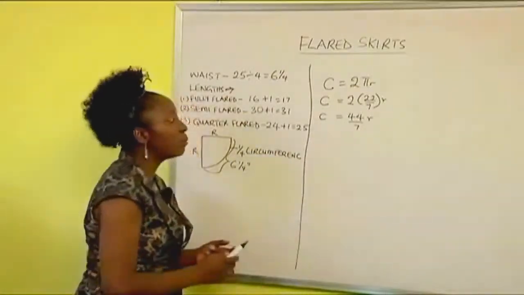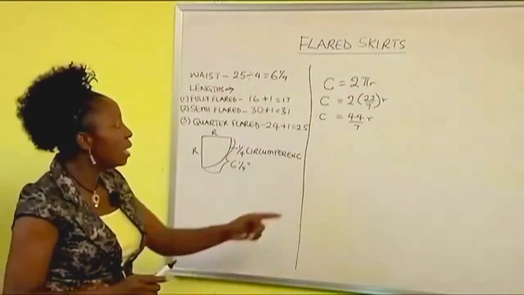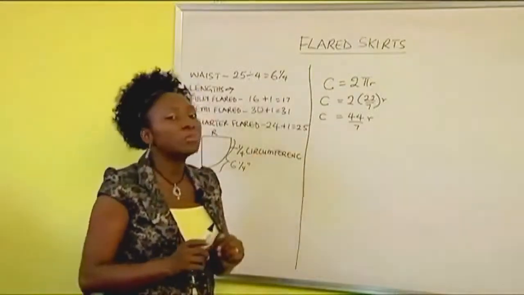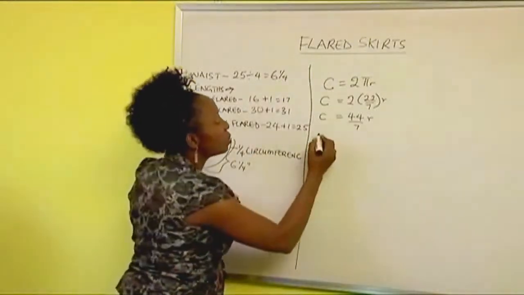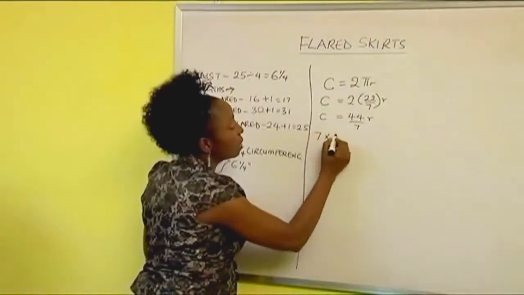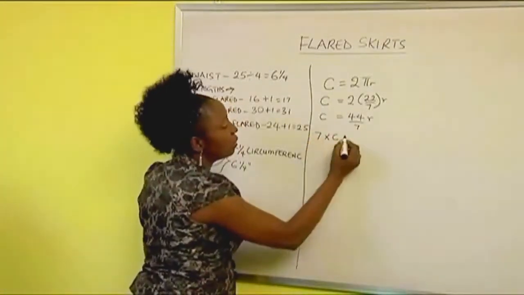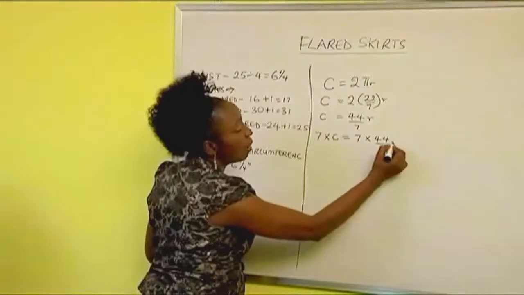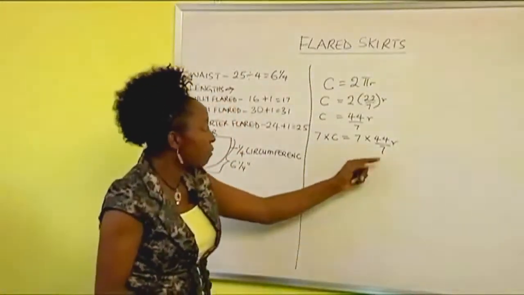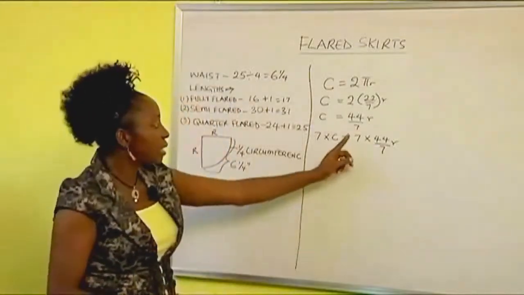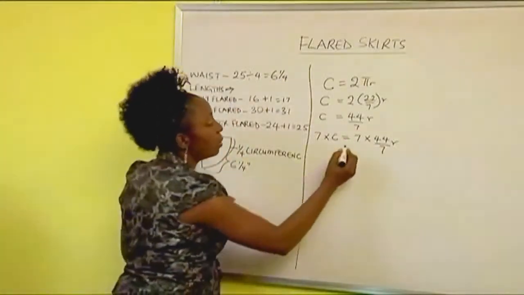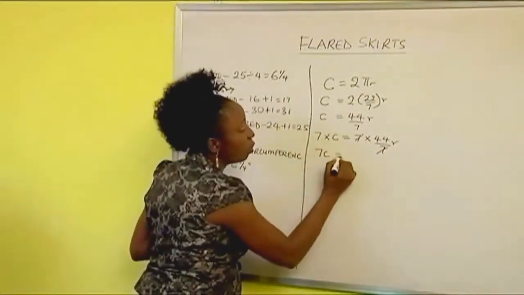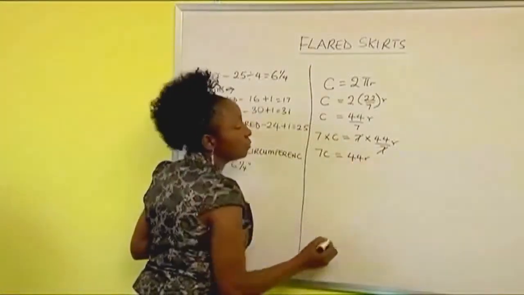Now, after I've done this, I'm going to multiply both sides by 7, because I'm trying to see how I'm going to make r the subject of the formula. So I multiply C by 7, and that will give me 7 times 44/7 r. In mathematics, once you have this, 7 will cross 7 out, so you cross those out. What you're left with is 7C equals 44r.